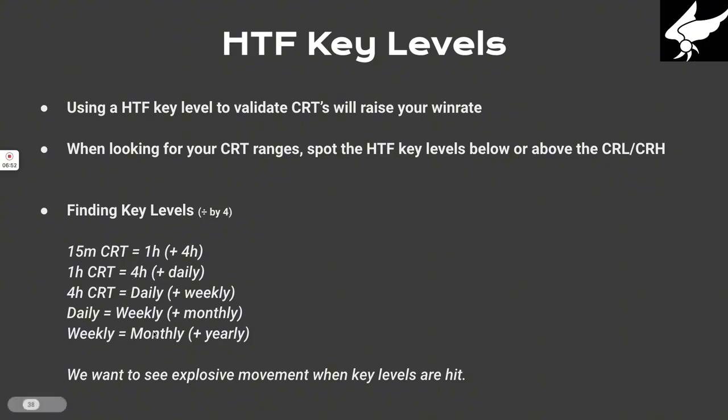If you're on a monthly chart, the month divided by 4 is weekly because there's 4 weeks in a month. If you're on a weekly chart, key level divided by 4, daily. If you're on the daily, divided by 4, 4 hour. If you're on the 4 hour, divided by 4, 1 hour. 1 hour divided by 4, 15 minutes.